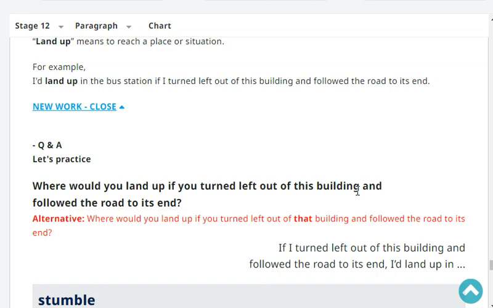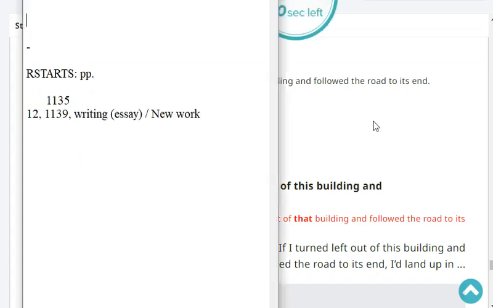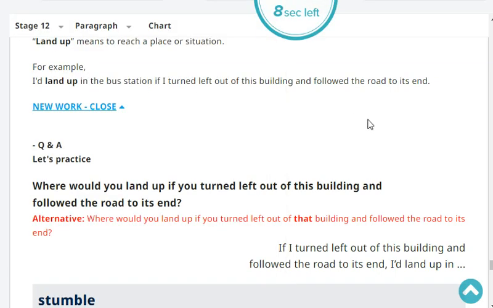Let's practice. Where would you land up if you turned left out of your building and followed the road to its end? If I turned left out of this building and followed the road to its end, I'd land up in the high school. Very good.